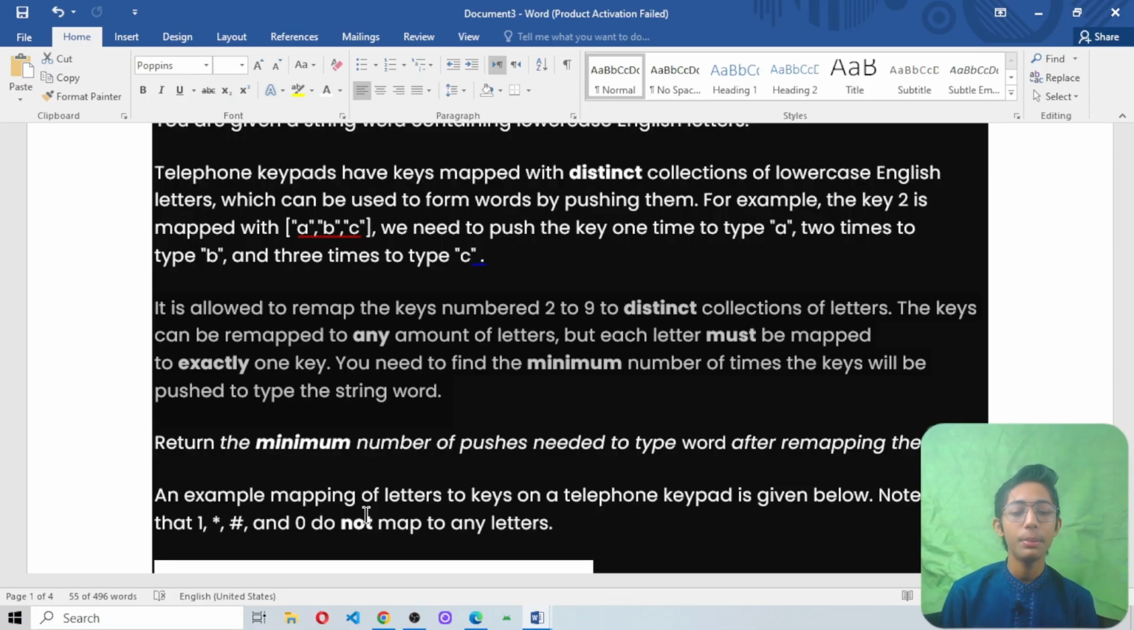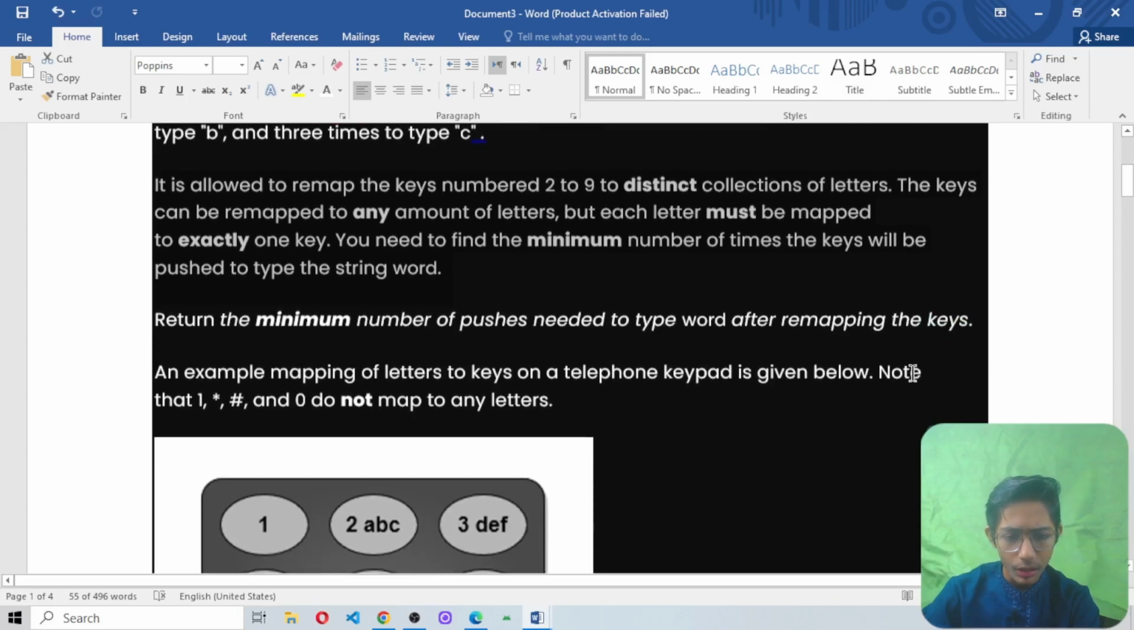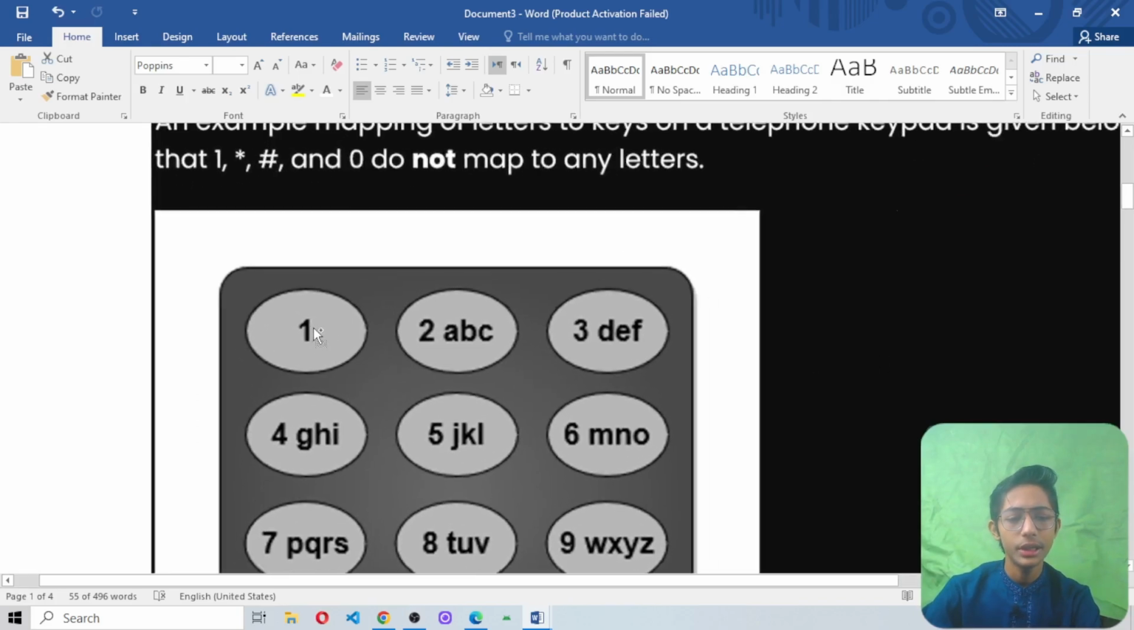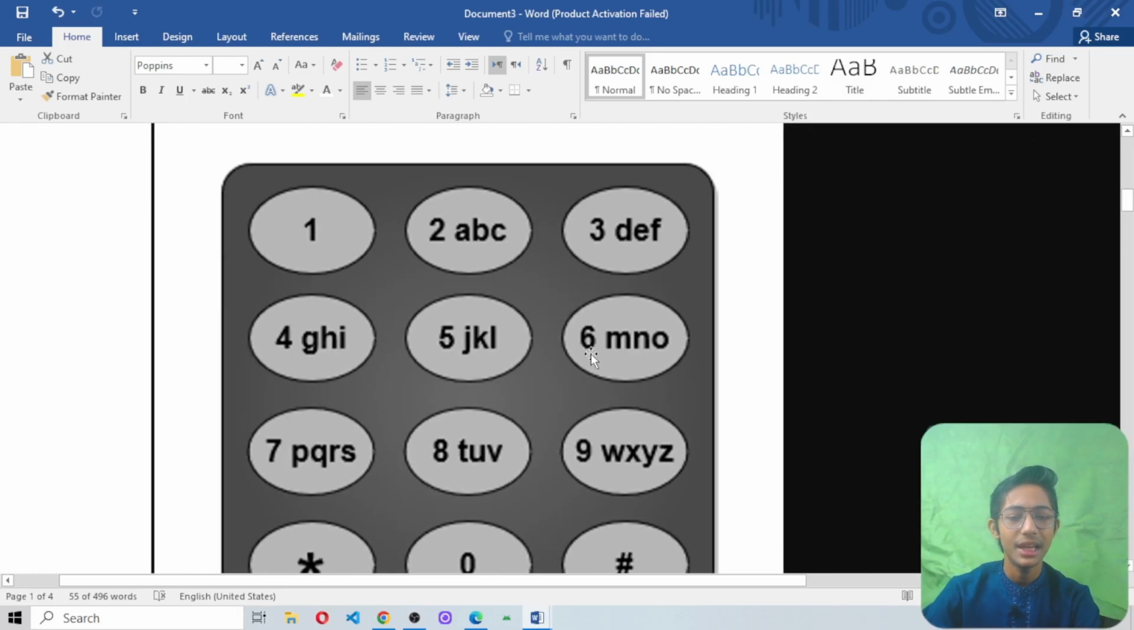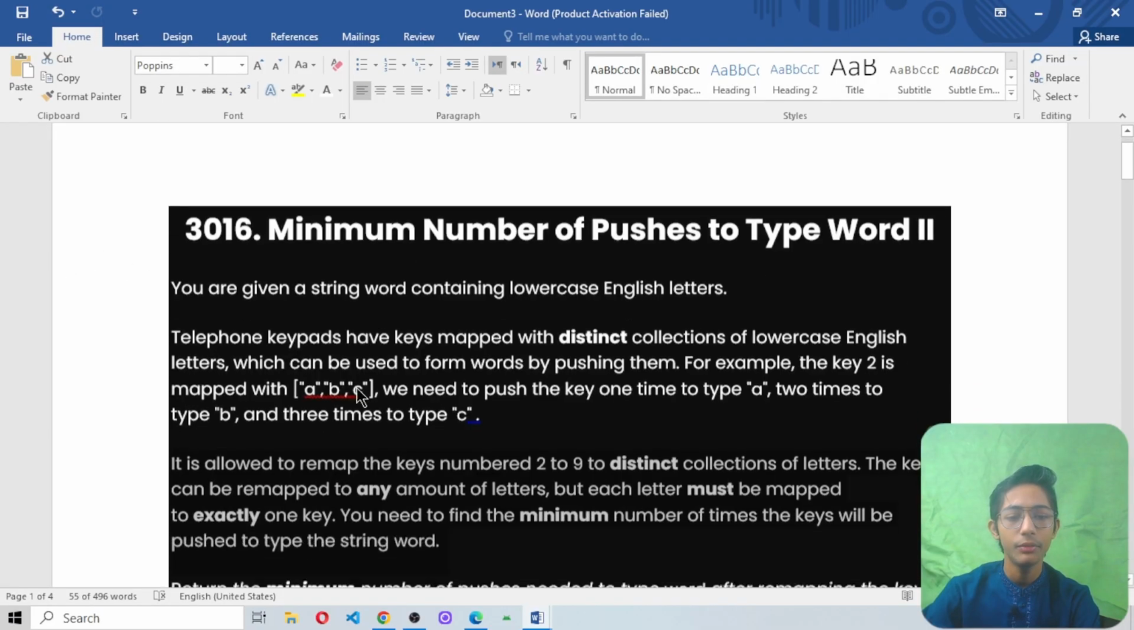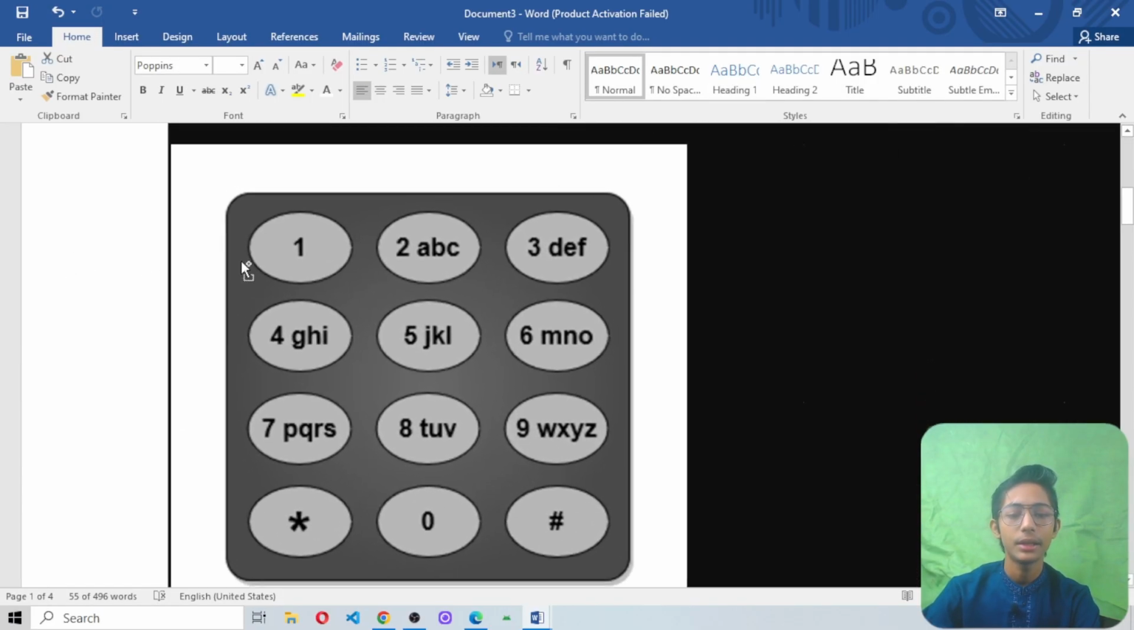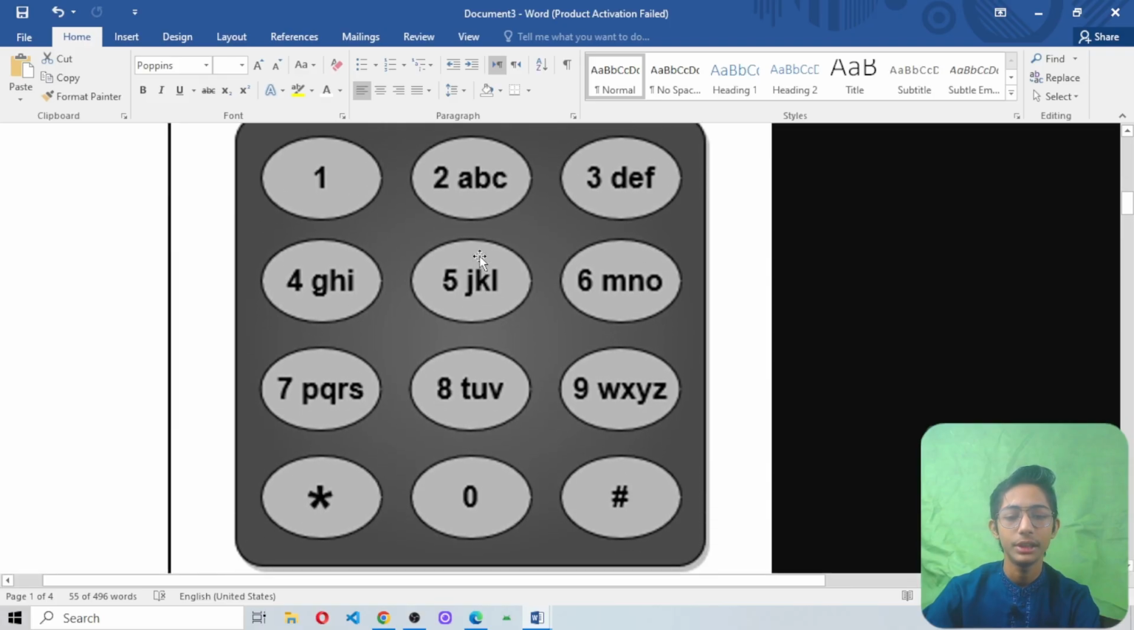An example mapping of letters to keys on a telephone keypad is given below. Note that 1, star, hash and 0 do not map to any letters. Here is the diagram: on key 2 there are A, B, C. This is how the keypad is built with numbers and letters.